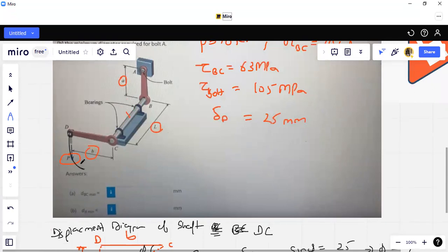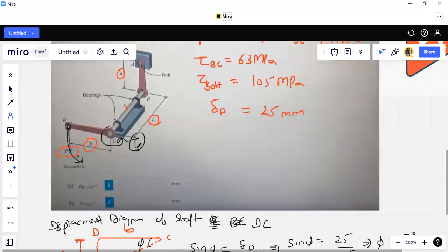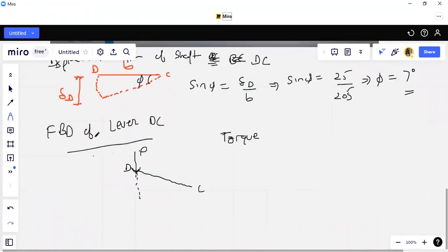You know that this steel shaft is going to rotate with some torque T. This T torque will be force into perpendicular distance, so P into perpendicular distance. But what will be the perpendicular distance? To know that, we draw the free body diagram of the lever. This is DC, this is P, this distance is B, and this X is the perpendicular distance. We know that this value is phi, so again we can use cos phi.